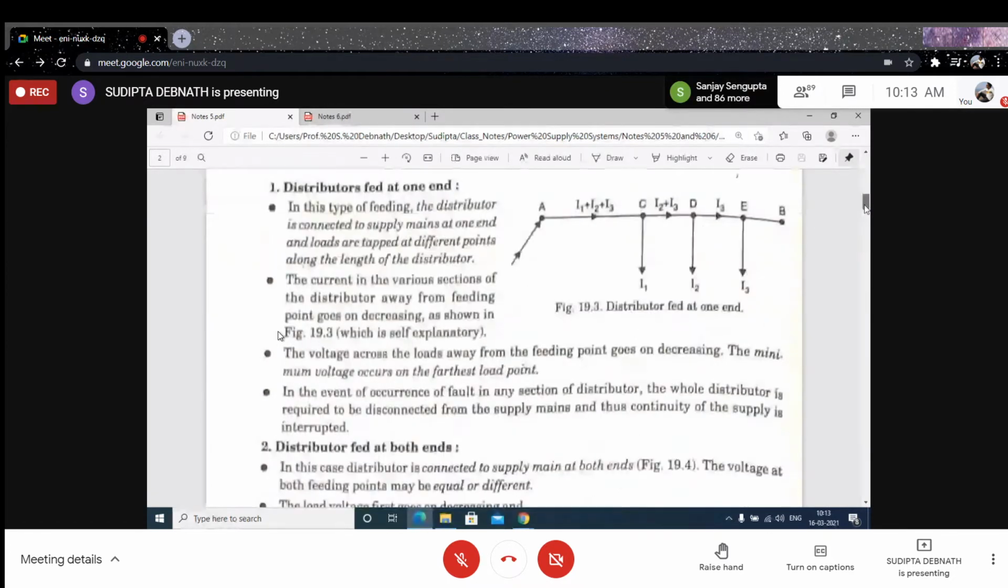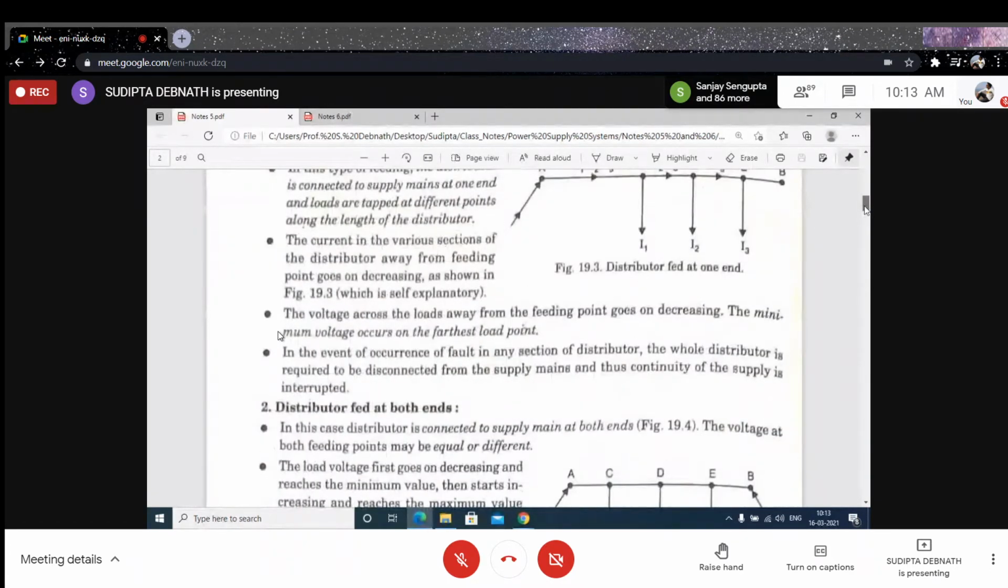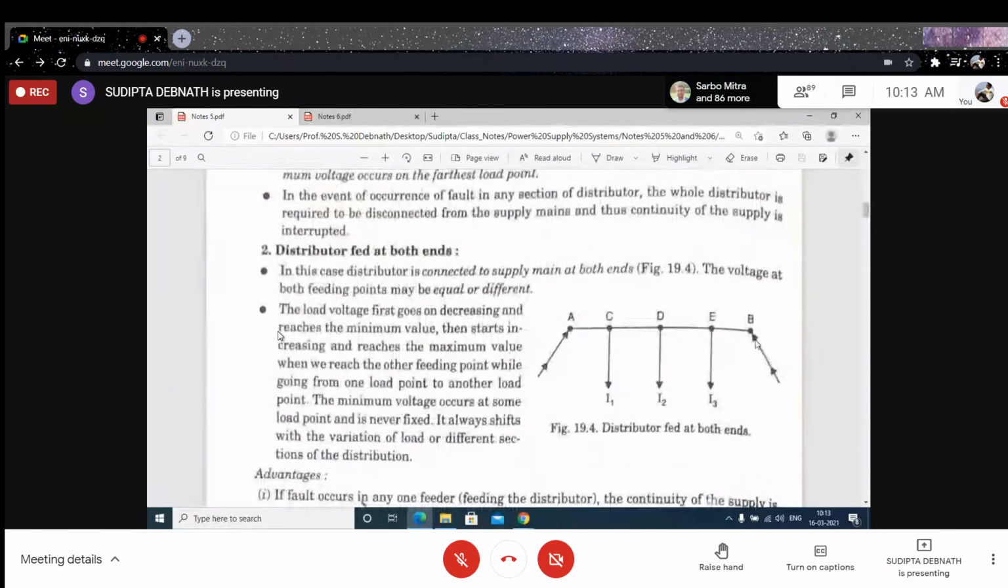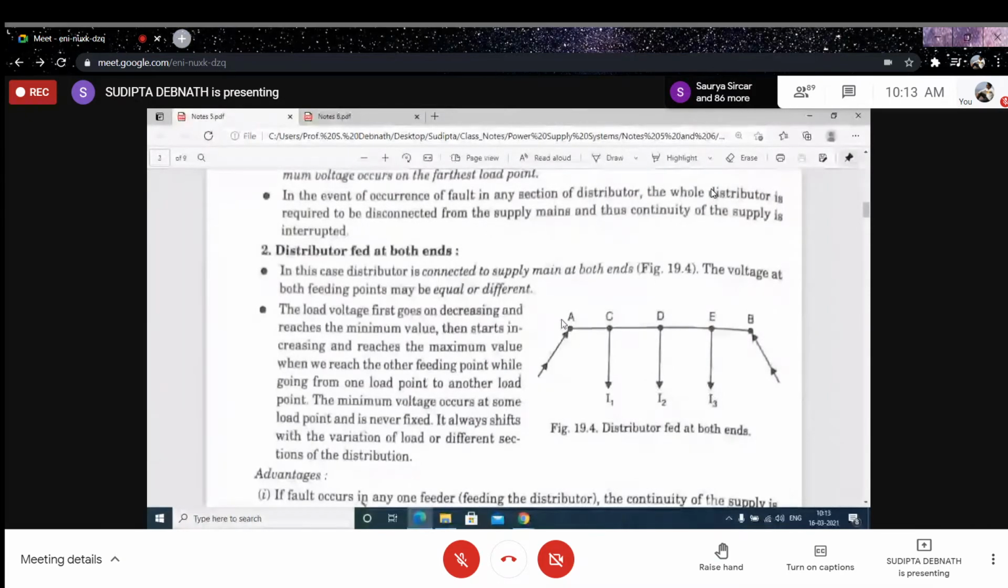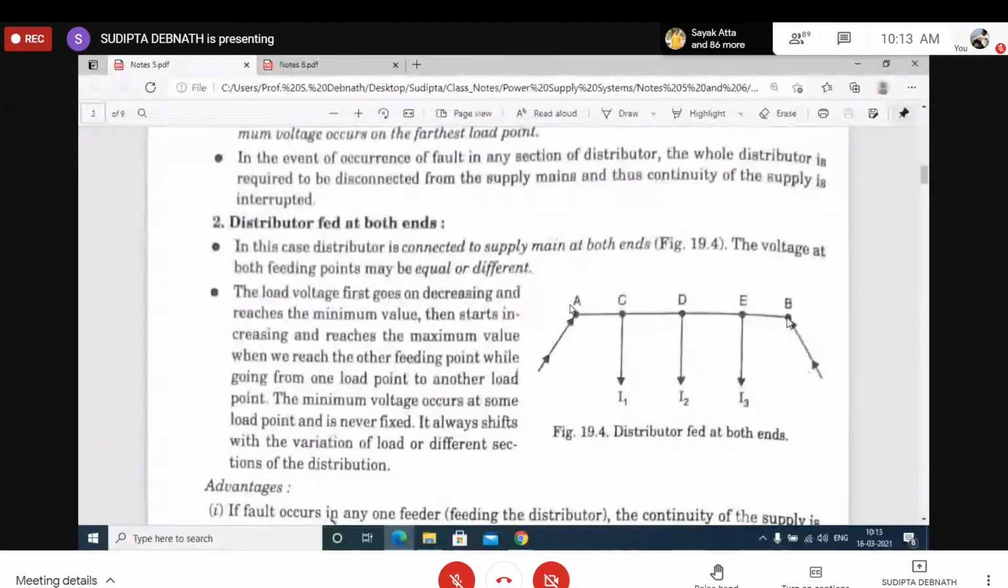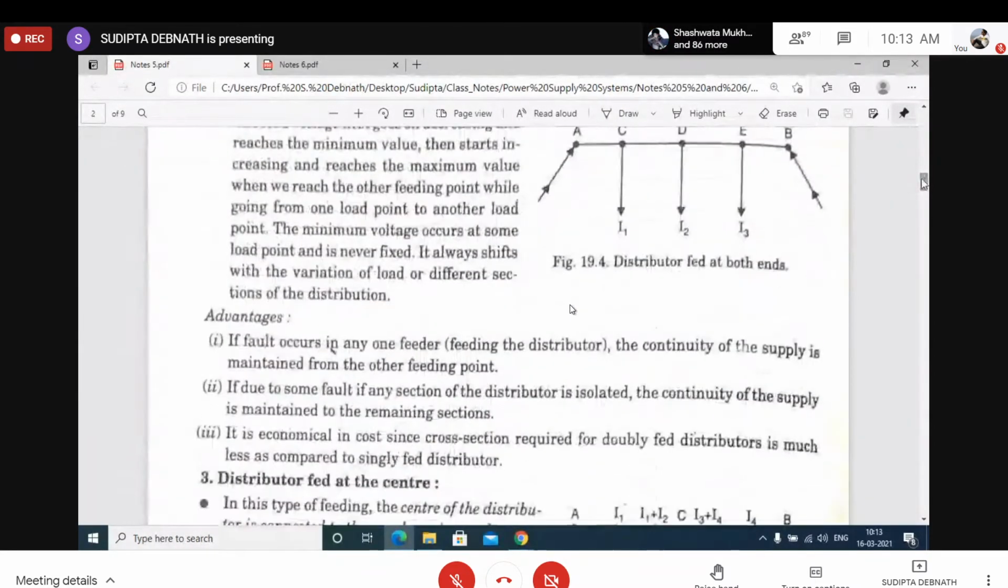But here what will happen? At no part will you find the current to be I1 plus I2 plus I3, because this I1 plus I2 plus I3 is actually the current fed by this point and this point. Say the current entering here is IA, and the current entering here is IB. So IA plus IB equals I1 plus I2 plus I3. So you can easily understand that the loading is less. So it is said it is economical in cost, since the cross section required is much less compared to a singly fed distributor.